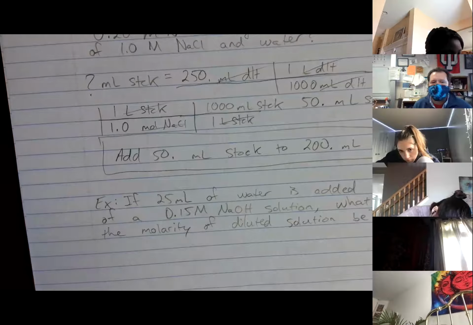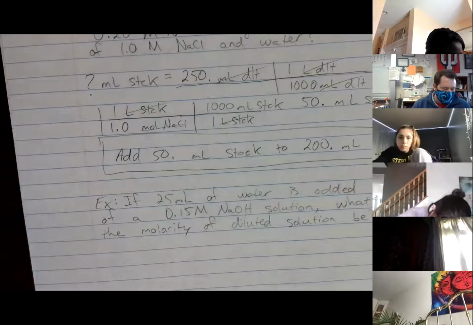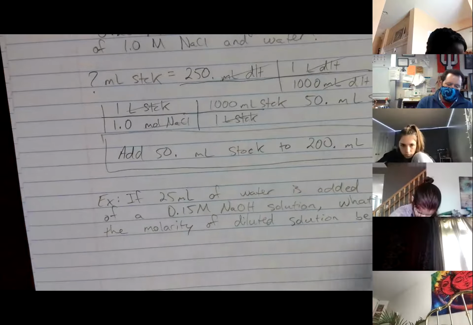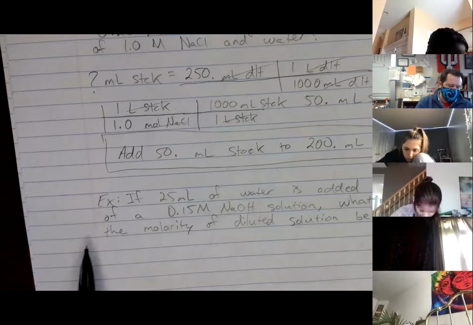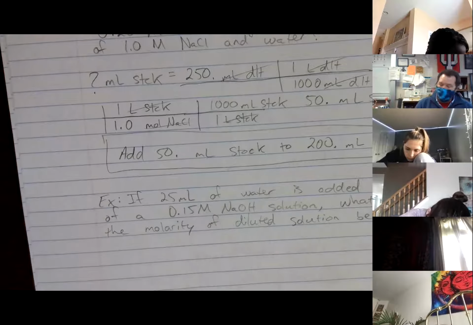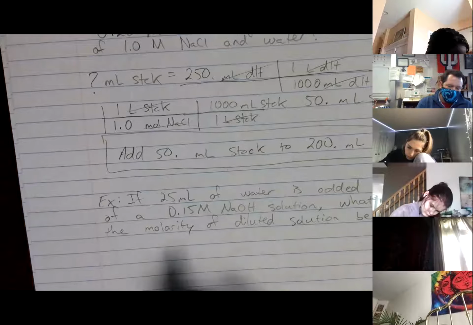All right, so a little different type of problem here. Again, something you might see on your homework tonight. Let's say you have 25 milliliters of water added to 125 milliliters of a 0.15 molar NaOH solution. What will the new molarity be?